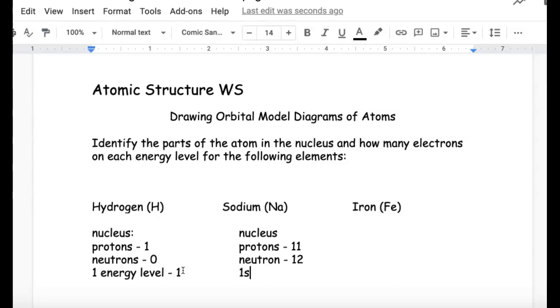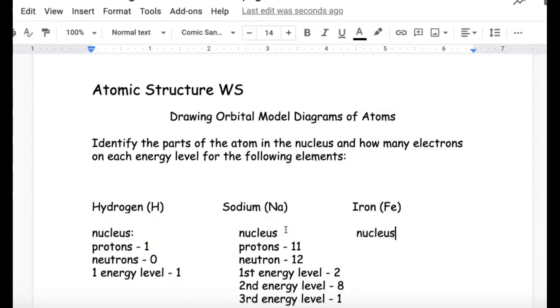So the first energy level will have 2. Then second energy level will have 8. Then the third energy level will have 1. Okay, and now I'm going to do the same thing for iron.